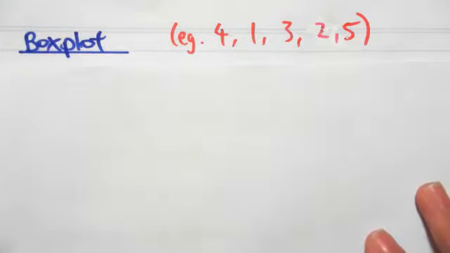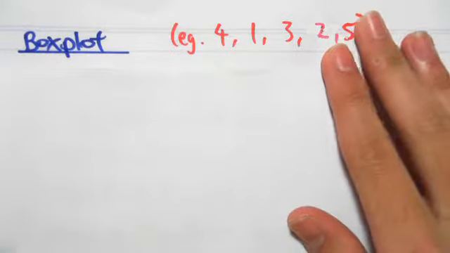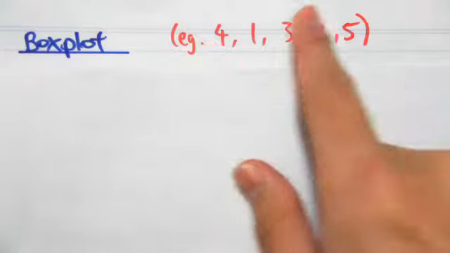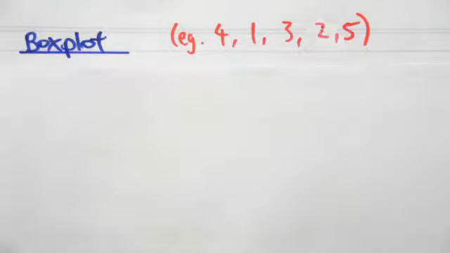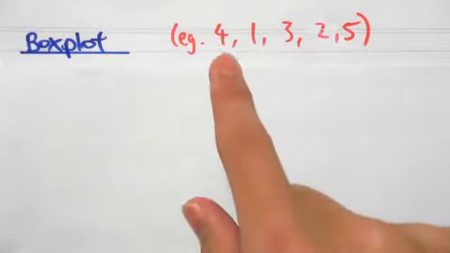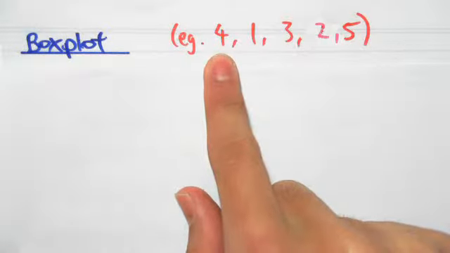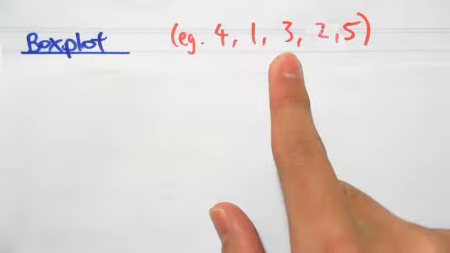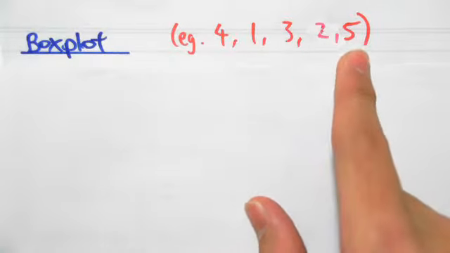Firstly, let's go back to our example of 4, 1, 3, 2, 5. Let's say you're given a set of numbers. For example, you were looking at the number of cars that pass through your house each day. In day 1 you saw 4 cars passing by, day 2 you saw 1 car, day 3 you saw 3 cars, and so on, 2 and 5.